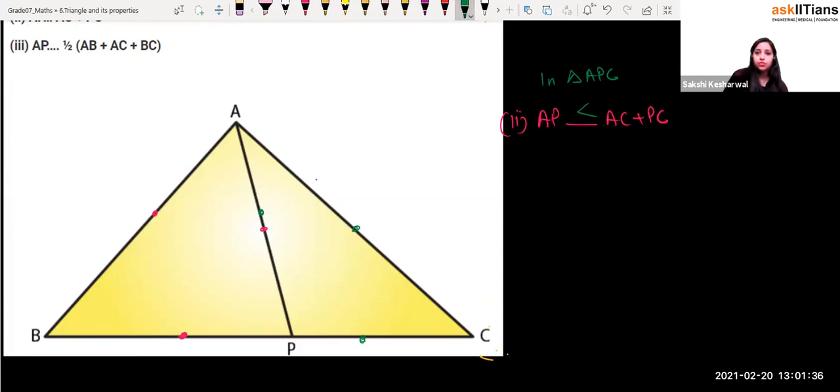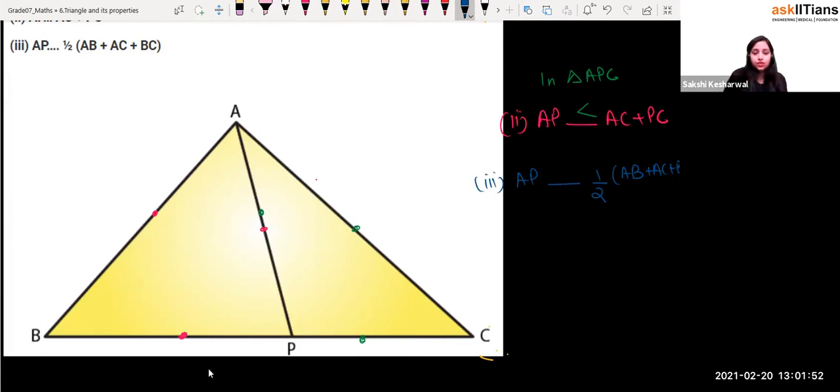Now let's come to the third part. What is the third part? It says that AP is less than half of AB plus AC plus PC, right? I'll do the proving. Okay.